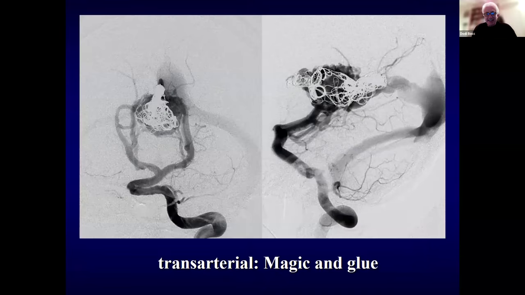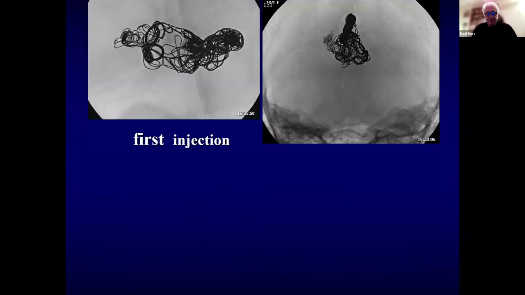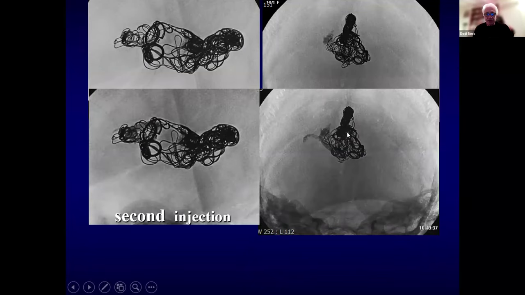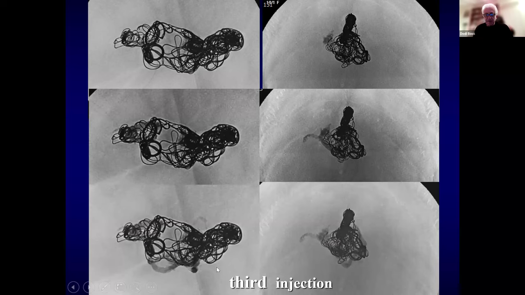Transarterial this time, with glue, trying to get all these little vessels. This is the first injection. You see some glue there, not much. Second injection, some more glue here, there. This is the lateral view. This is the AP view. Lateral view, AP view.